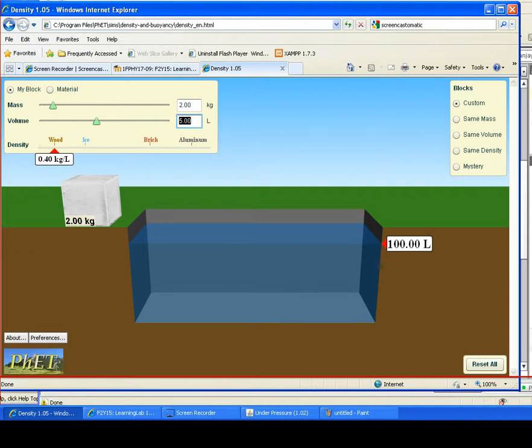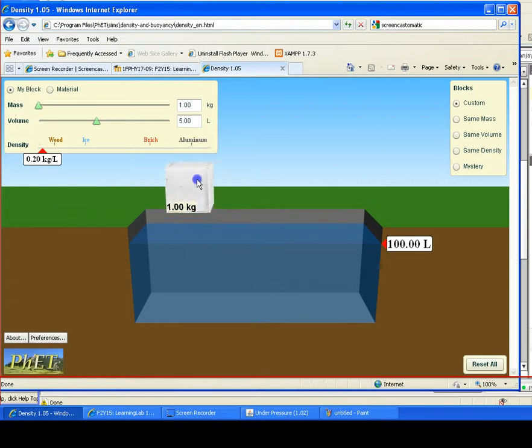Okay, so here we go. I'm increasing the mass slowly. Alright, and you can see that the density also changes. You should be able to see that. Volume changes, mass changes, density changes. Now, I'm going to set the mass at its minimum setting.